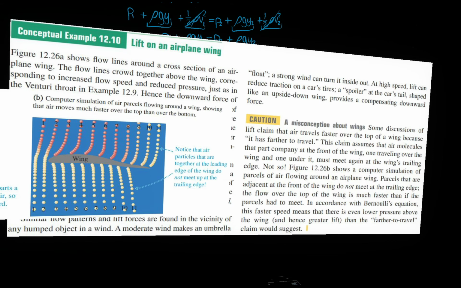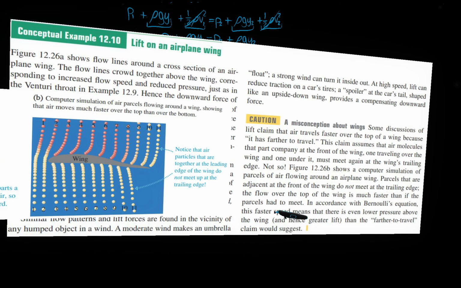This figure shows a computer simulation of parcels of air flowing around an airplane wing. Parcels that are adjacent at the front of the wing do not meet at the trailing edge. The flow over the top of the wing is much faster than if the parcels had to meet. In accordance with Bernoulli's equation, this faster speed means that there is even lower pressure above the wing, and hence greater lift than the farther-to-travel claim would suggest.